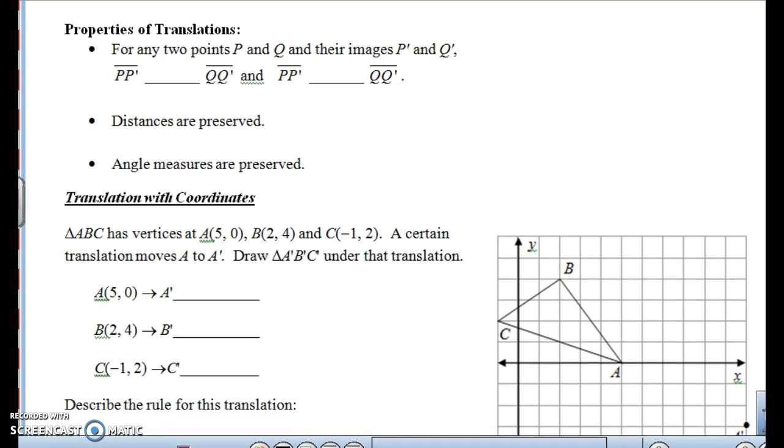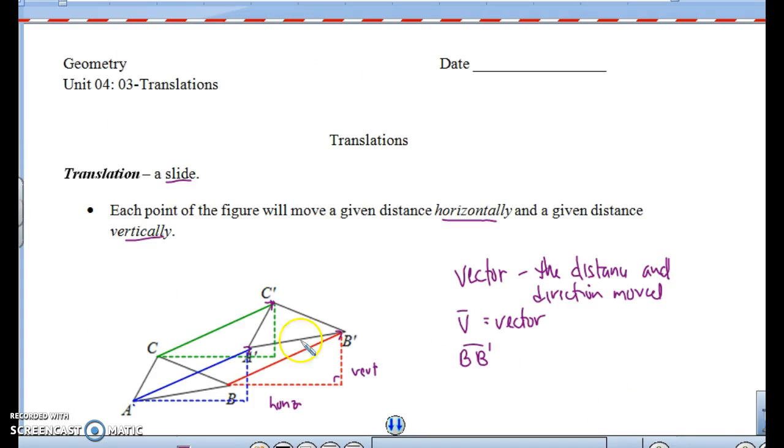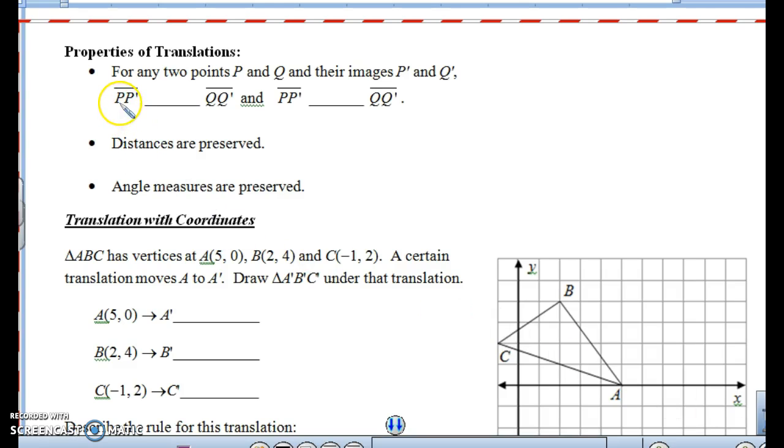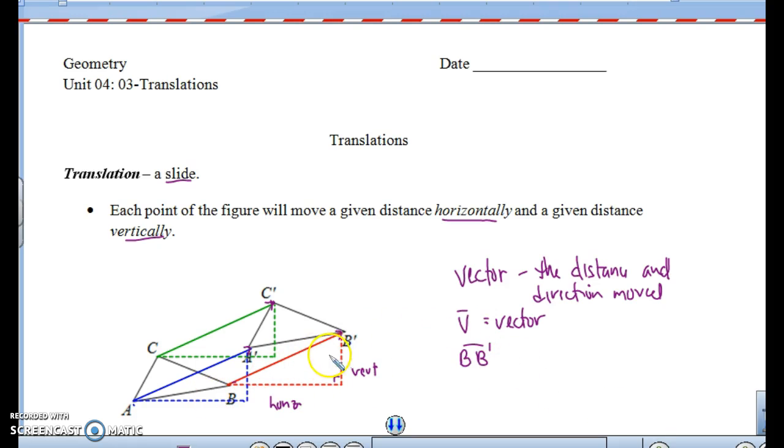Now let's look at some of the properties of translations. What's special about a translation? For any two points P and Q and their images P prime and Q prime, when I go from P to P prime and Q to Q prime and create a segment, which would be the vector, the distance from P to P prime and Q to Q prime should be the same, so they are congruent. If I look at the vectors I created here, B to B prime is congruent to C to C prime, is congruent to A to A prime. So all of these vectors, the red one, the blue one, the green one, are all congruent. They're all the same length.